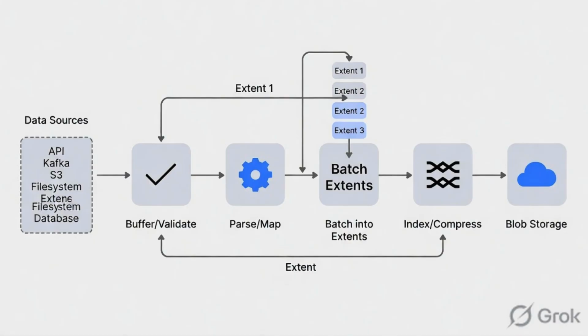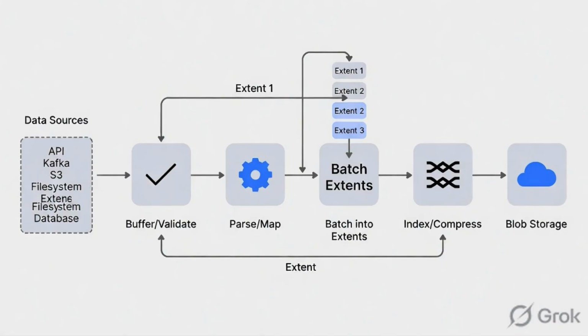It shows exactly how data gets into Azure Data Explorer. It starts on the left with data sources, streaming from Kafka, IoT, APIs, or batch files. Then it moves to buffer and validate to make sure everything is clean. Next, parse and map turns raw JSON or CSV into structured columns matching your table schema. After that, data gets batched into small, immutable blocks called extents.